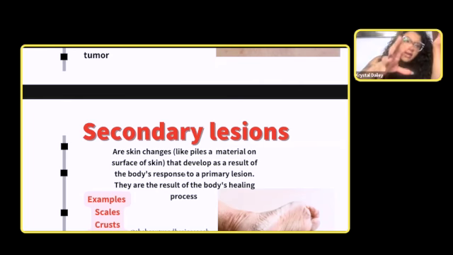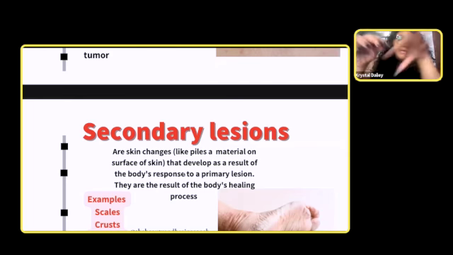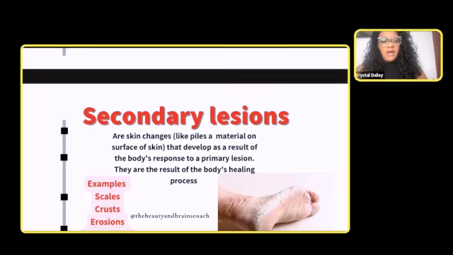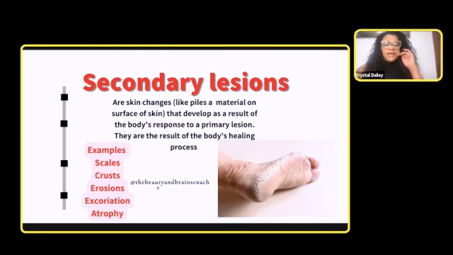So the secondary lesions are like, hey, there was some type of trauma to the skin. The body began to repair itself, or attempt to repair itself, and it created a new lesion. So here are some examples: scales, crusts, erosions, excoriations, or atrophy. It's literally like the wasting away of your skin.